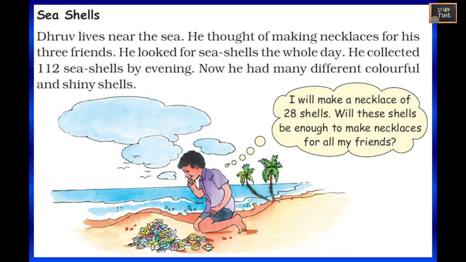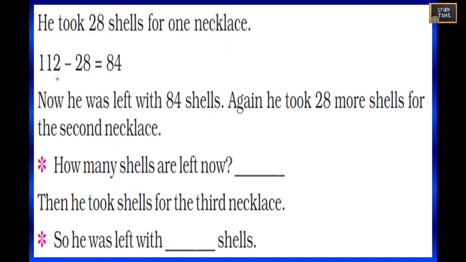Next, seashells. Dhruv lives near the sea. He thought of making necklaces for his three friends. He looked for seashells the whole day. He collected 112 seashells by evening. Now he had many different colorful and shiny shells. I will make a necklace of 28 shells. Will these shells be enough to make necklaces for all my friends? So let us check. He took 28 shells for one necklace.